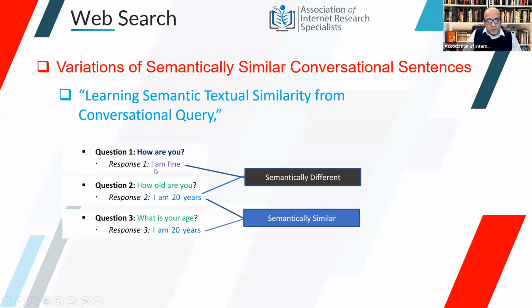So, for example, if there is a question, how are you? The answer is, I'm fine. Versus question two, which says, how old are you? So these two are different questions and the answers are different. So when the answers are different, they're semantically different. However, if you look at question two and three, one has asked, how old are you? Versus, what is your age? So in both cases, even though the questions are phrased differently, they are semantically similar only because the answer is the same. And this is just an example.